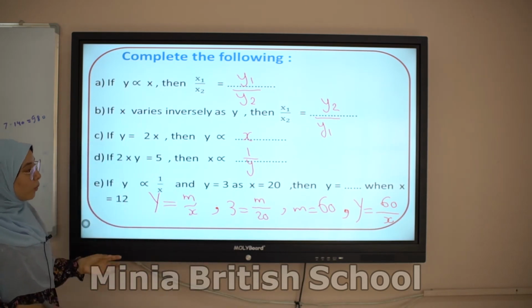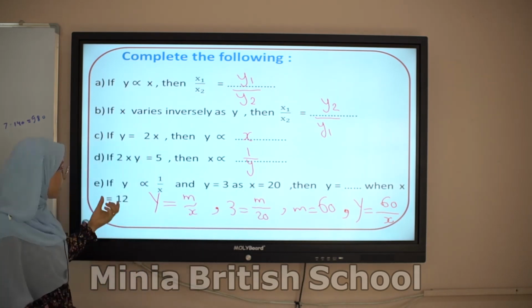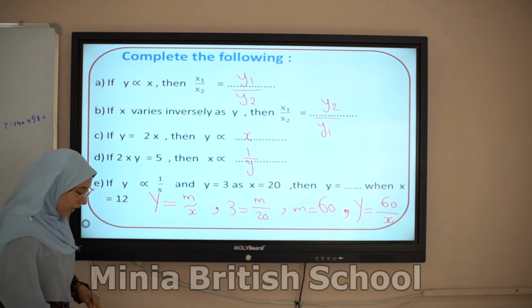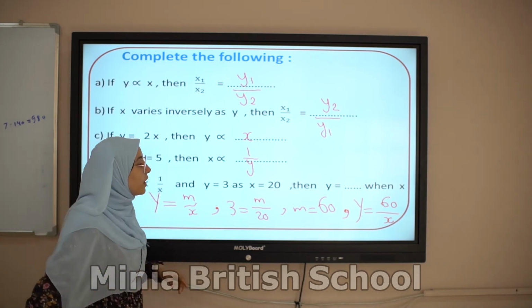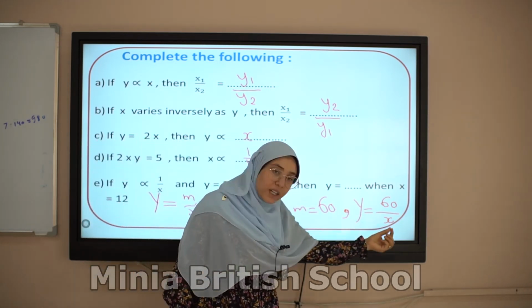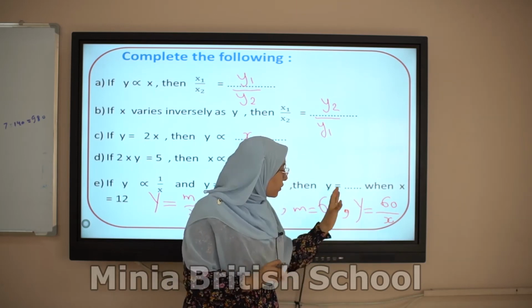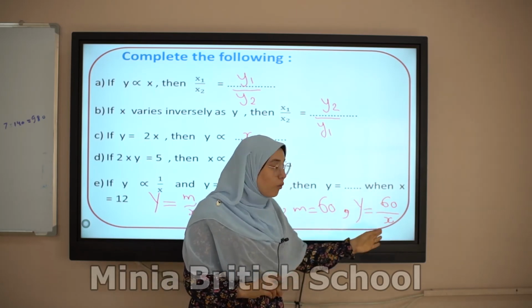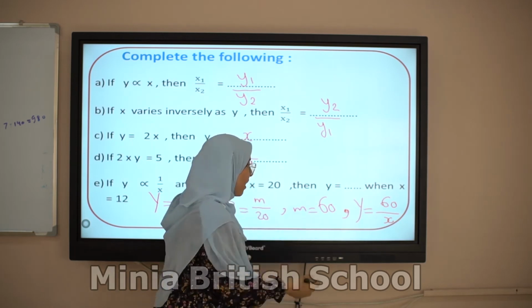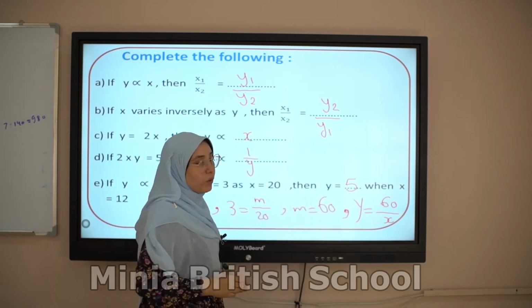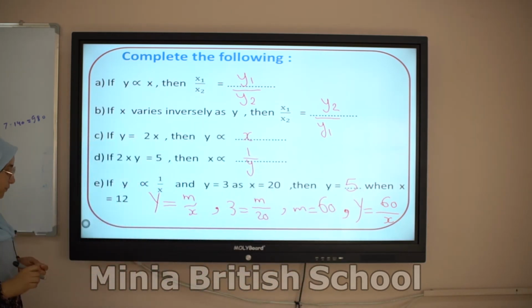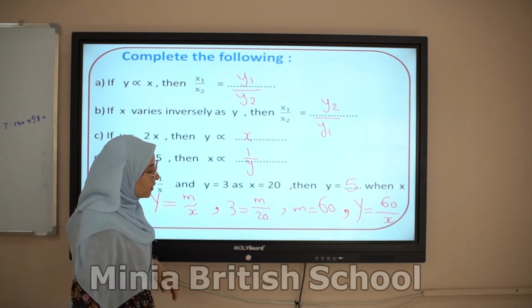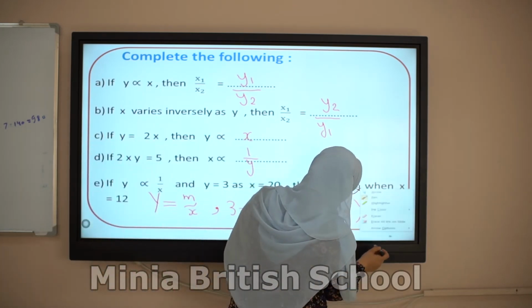Now, y equals what when x equals 12? Here you can substitute the value of x in this relation by 12. So y equals 60 over 12 equals 5. Okay. Here a second exercise.